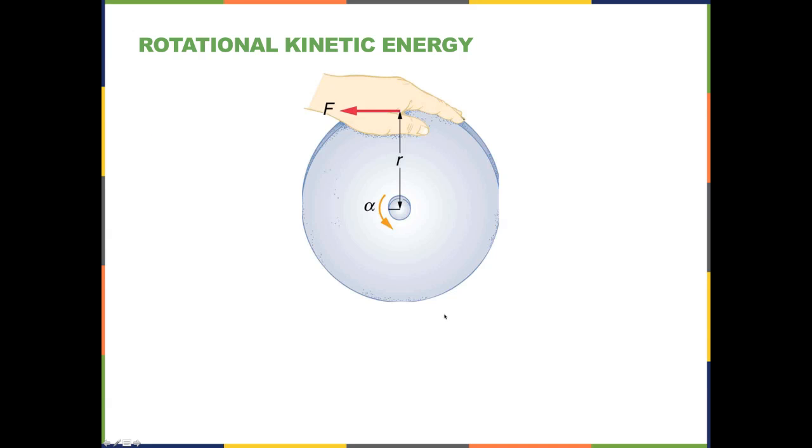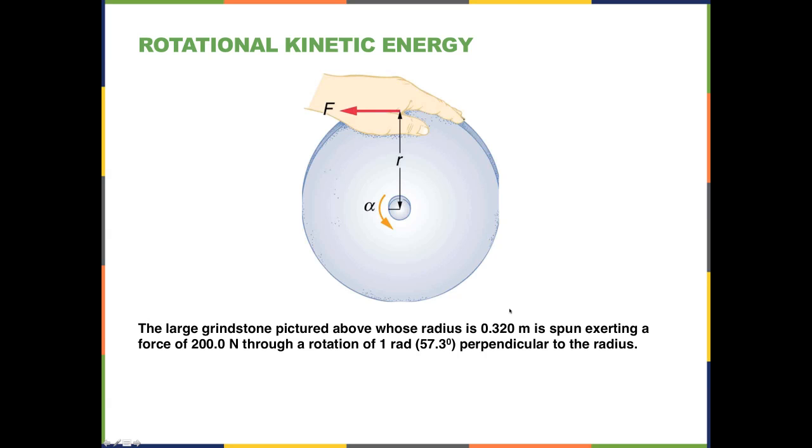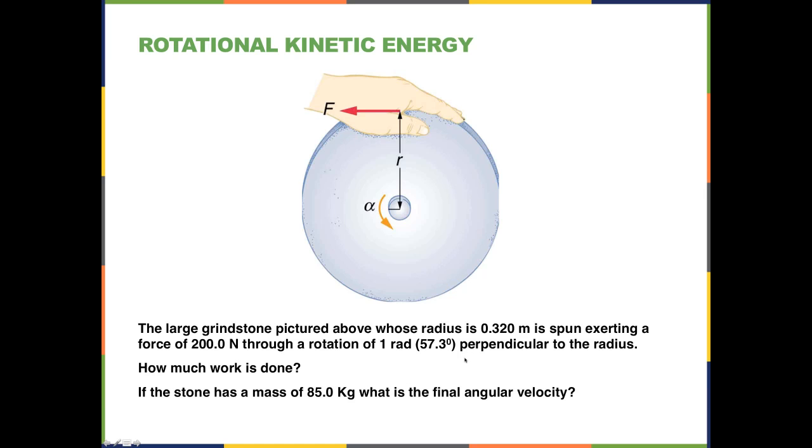So let's take a look at a problem here with a flywheel. A large grindstone or flywheel, pictured above, has a radius of 0.32 meters. It is spun exerting a force of 200 newtons through a rotation of 1 rad, so approximately 57 degrees, perpendicular to the radius. So the force remains perpendicular all the way around. How much work is done? If the stone has a mass of 85 kilograms, what's the final angular velocity? And what is the final rotational kinetic energy?